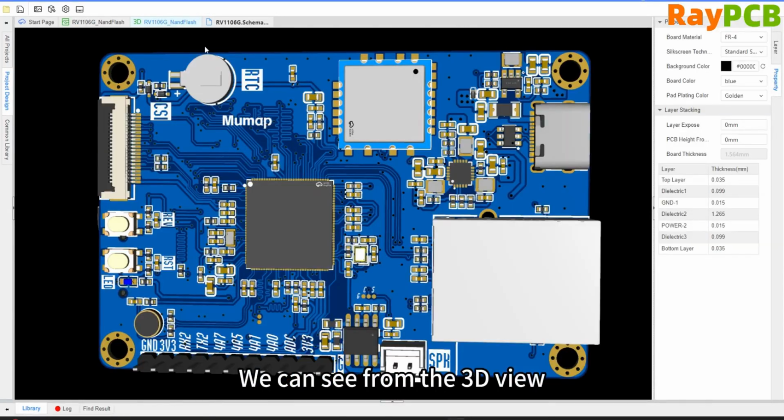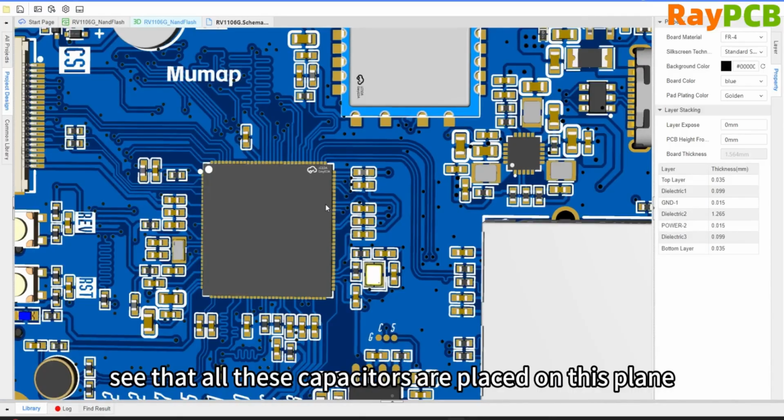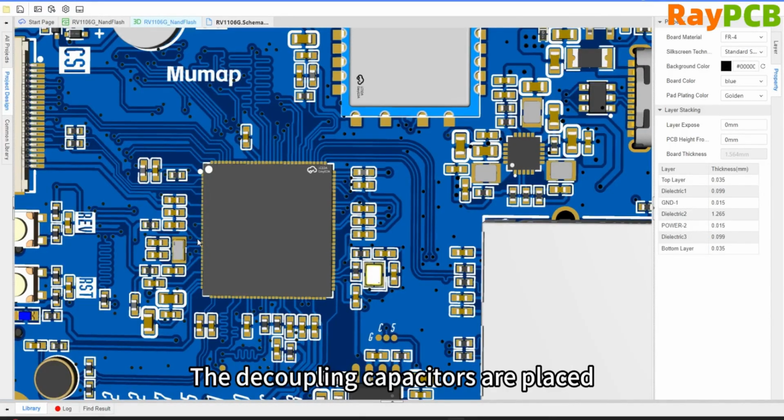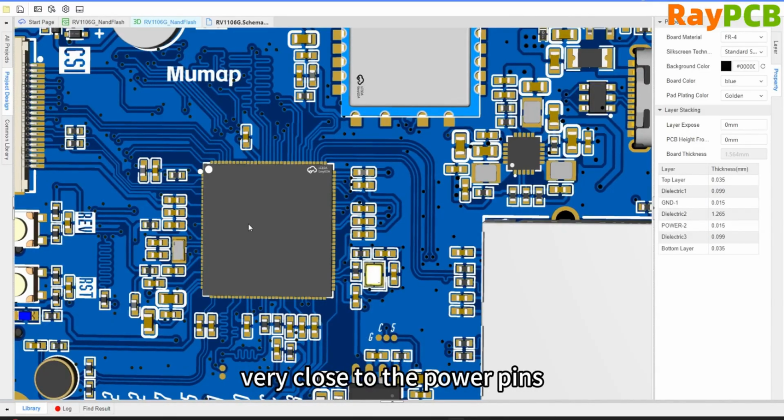We can also use a 3D view to take a look and see that all these capacitors are placed on this plane. These decoupling capacitors are all positioned on the same plane and are arranged very close to the power supply pin.